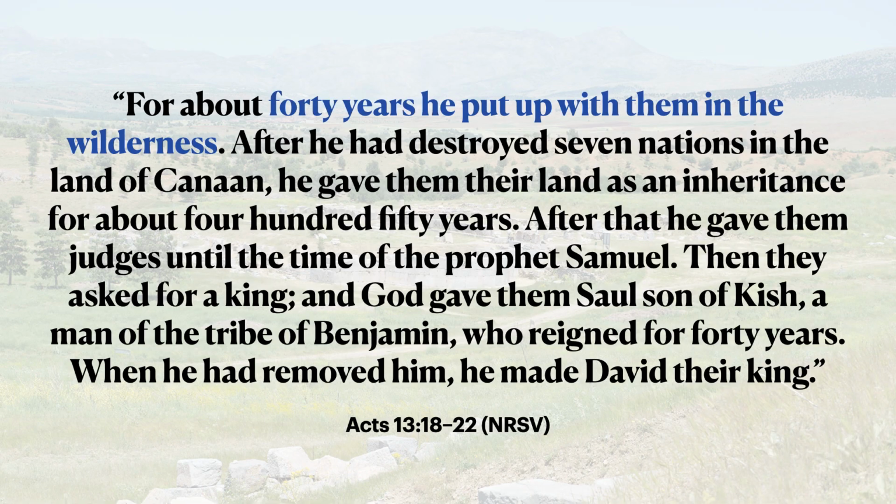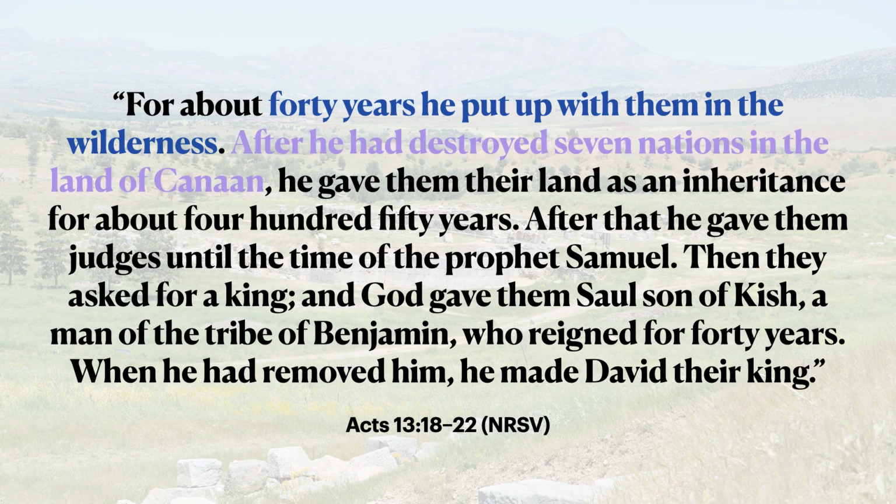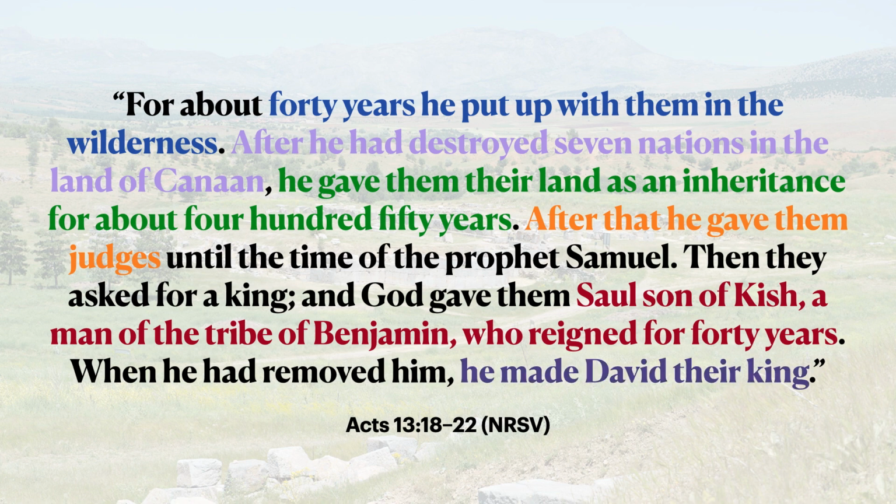"For about 40 years he put up with them in the wilderness. After he had destroyed 7 nations in the land of Canaan, he gave them their land as an inheritance for about 450 years. After that he gave them judges until the time of the prophet Samuel. Then they asked for a king, and God gave them Saul, son of Kish, a man of the tribe of Benjamin, who reigned for 40 years. When he had removed him, he made David their king." Okay, that's a fair bit of chronological information right there.